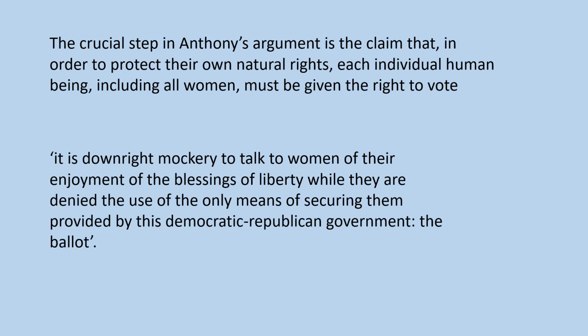Now, the really crucial step in Anthony's argument is a claim that in order to protect their own natural rights, each individual human being, and that includes each individual woman, must be given the right to vote. That's the claim she makes. She takes from Locke this idea that we set up government to defend our natural rights, and then she says, if that idea is going to have any teeth, if it is going to work, then each person must have the right to vote, because otherwise it's impossible for them to defend their natural rights.